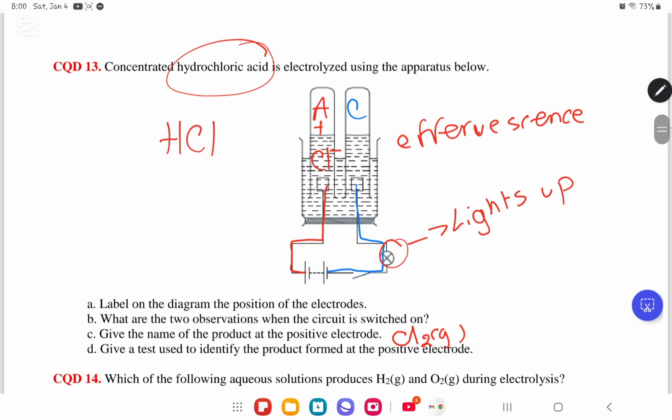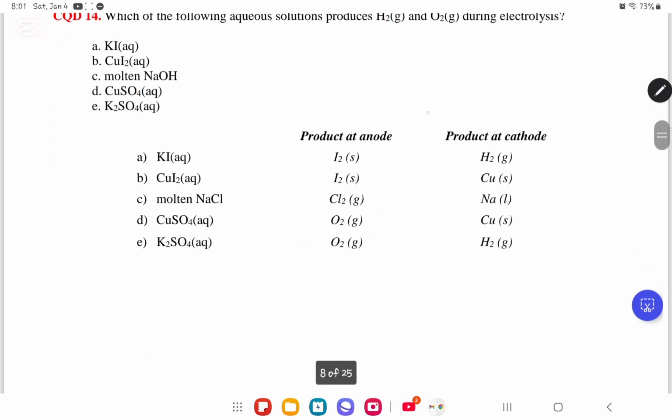So chlorine gas is gonna form at the positive side, which is the anion. Now they told us give a test to identify the product formed at the positive electrode. This we should know from before, that to test chlorine gas we use the litmus paper and it will bleach litmus paper. So litmus bleaches. And that is it for CQD number 13.